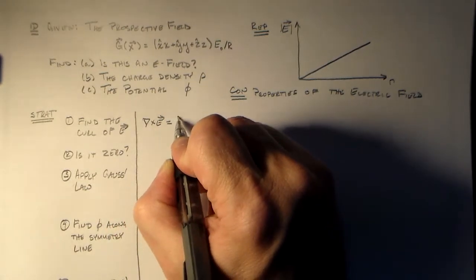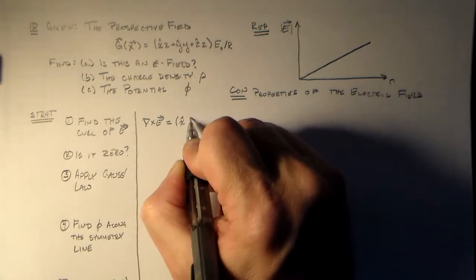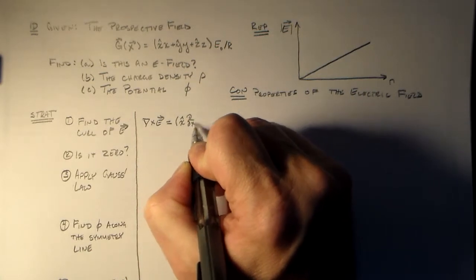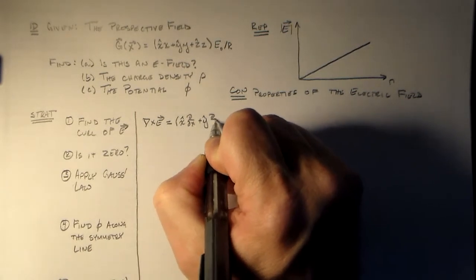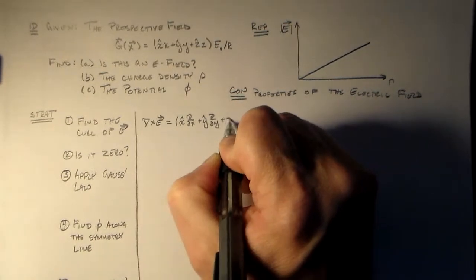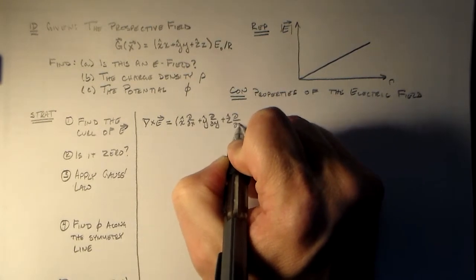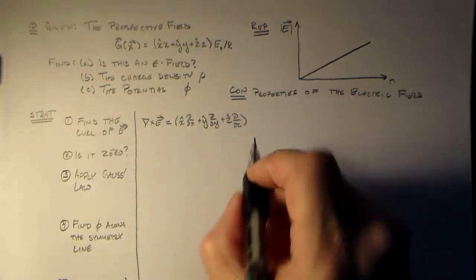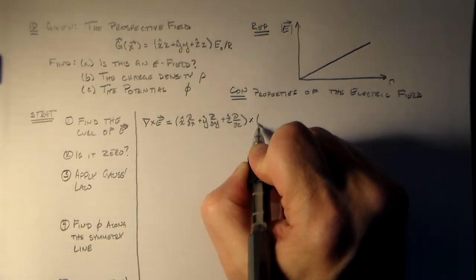So then what we care about is del cross E. So we have x hat d/dx plus y hat d/dy plus z hat d/dz. Oh, I'm sorry, I didn't mean to do that. That was rude.